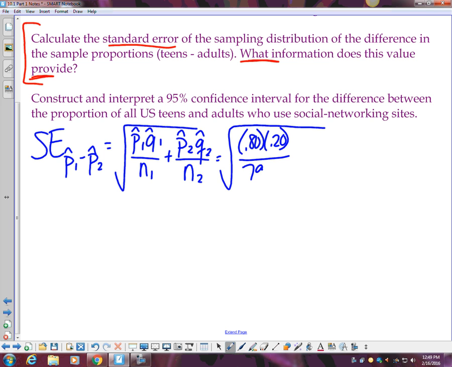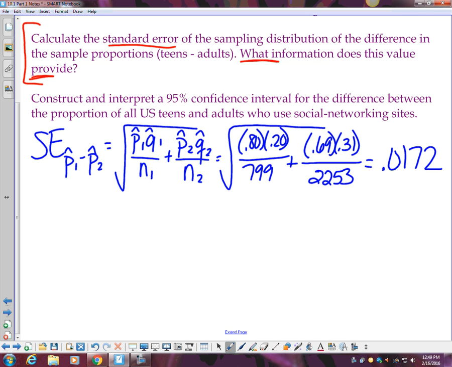And there were 799 of them. For the adults, it was 69. So this is going to be 31. And there was 2253 of them. Plug that into your calculators. And there's my standard deviation. Again, I went 4 decimal places because it starts with a 0. So feel free to type that in and make sure you get that right.